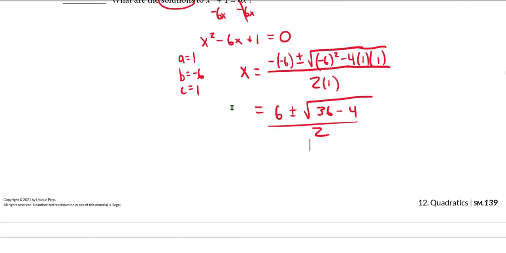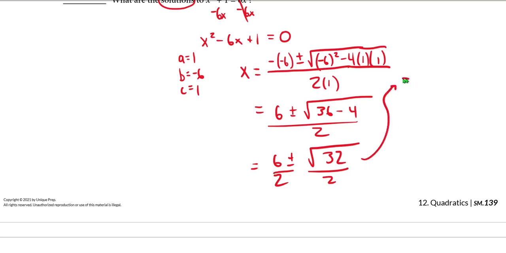Moving down here a little bit, I'm going to get 6 plus or minus the square root of 32 all over 2. I'm going to split that denominator so that it is over each of my parts here. So now I've got 3 plus or minus. Breaking down this square root of 32, there's multiple ways to do that. Most of you should be familiar with how to break down that square root. We do cover that in a different section. I'm going to do it using the largest perfect square that goes into 32, which is 16. So I can break 32 down into 16 times 2.